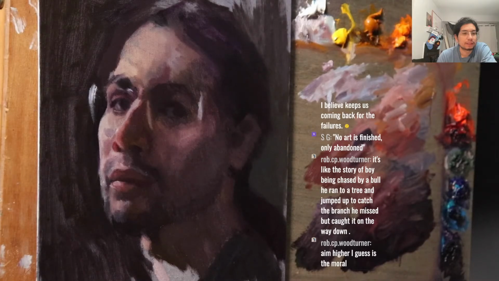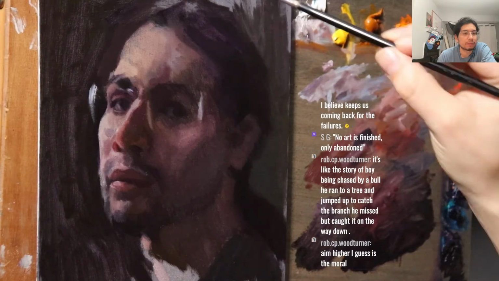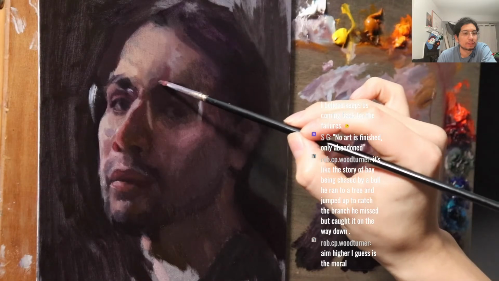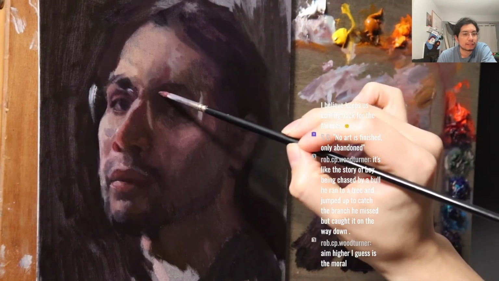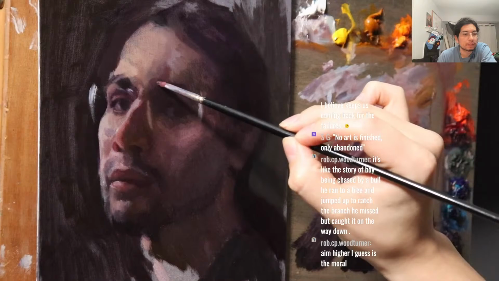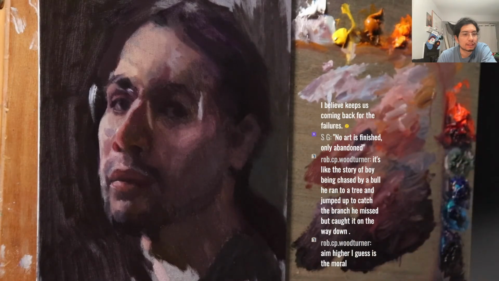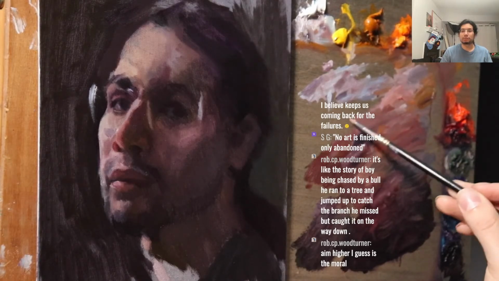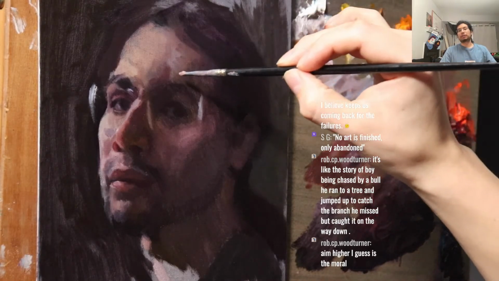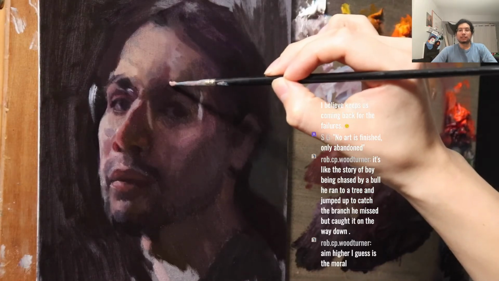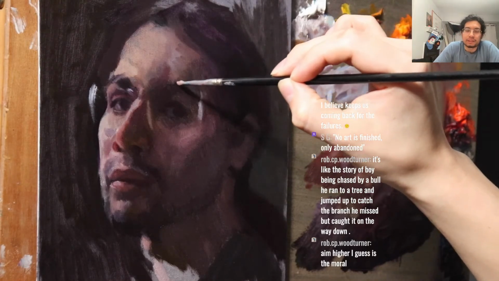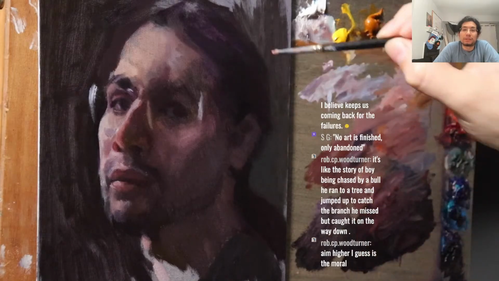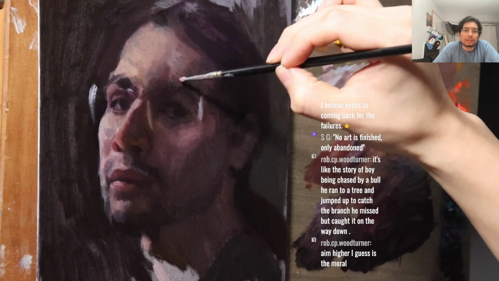So for Rob CP, it's like the story of a boy being chased by a bull. He ran to a tree and jumped to catch the branch, he missed, but caught it on the way down. Aim higher is the moral. Well, yeah. Always strive for the best that you can, but don't pressure yourself too much. Too much pressure can lead to a burnout, which happens. It's going to happen with anything that you do for a long period of time.